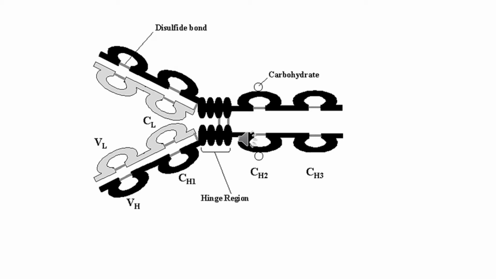What is the disulfide bond? Two types of disulfide bonds are present in the structure. First, the interchain disulfide bond. This is the interchain disulfide bond. And the intrachain disulfide bond. The heavy and light chains and the two heavy chains are held together by interchain disulfide bonds and by non-covalent interaction. The number of interchain disulfide bonds varies among different immunoglobulin molecules. Within each of the polypeptide chains, there are also intrachain disulfide bonds.